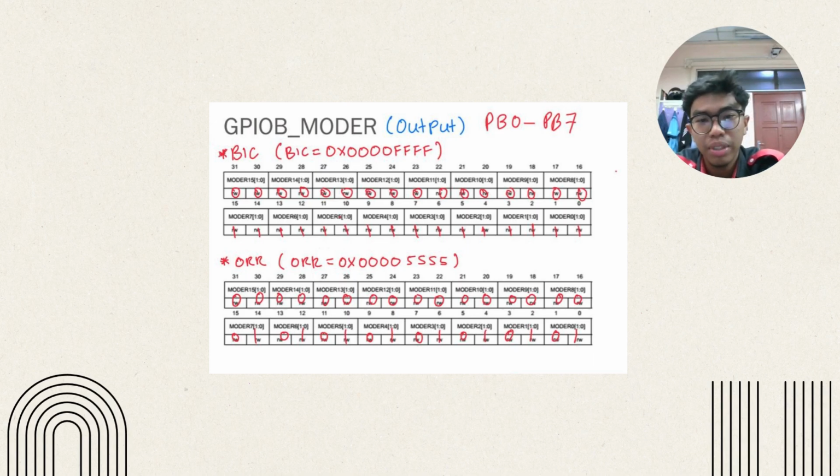Moving to GPIOB MODER for output, we have 8 output pins, which are PB0 until PB7. First of all, I will explain the BIC, which is bit clear. Set the pin value with 1 for PB0 until PB7. So for BIC, we get the value 0000FFFF. ORR is bit set. Set the pin value with 0101 from PB0 until PB7. For ORR, we get the value 00005555.